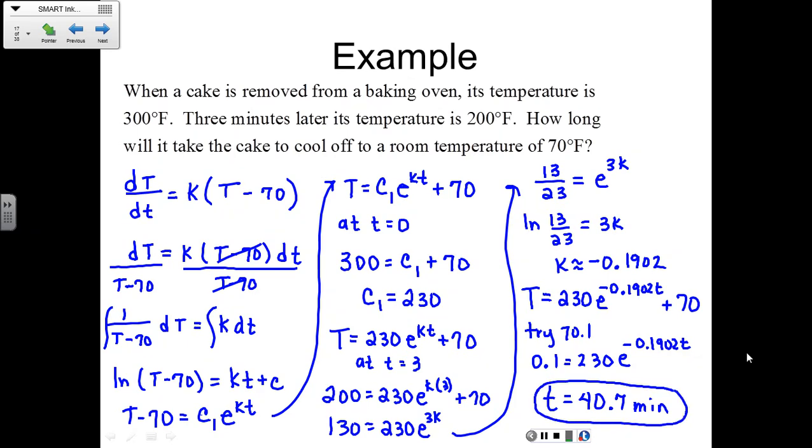It's going to take approximately 40 minutes, 41 minutes. Not that much difference between 70 and 70.1. Well, let's try something while we're on this screen. Instead of saying 70.1, let's try 70.001. See what kind of difference that makes. Let's see if that makes any difference.